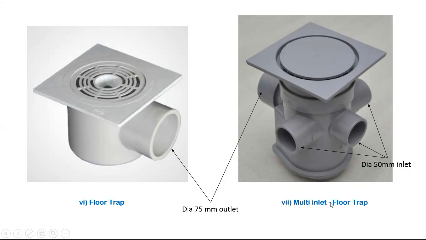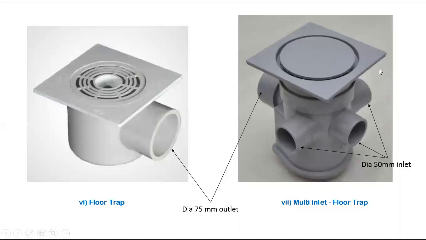This is a multi-inlet floor drop. Multi-inlet means three side inlets plus one top inlet. On the top side, we normally provide a grating or some filter. There will be three bottom inlets, 50 mm connections. If you purchase from a hardware store, the inlets will be temporarily sealed. If you put a knife in, only then can you work. You have to remove the plastic seal, and only then can you use it.